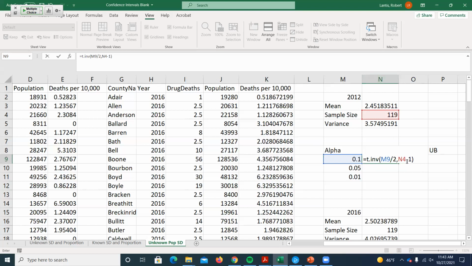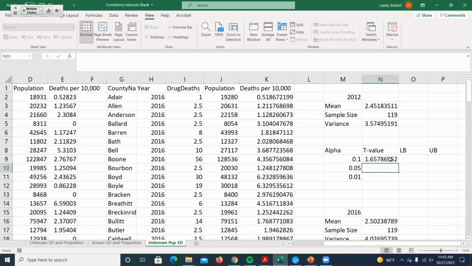Now, one thing we talked about on Monday as well is if I just hit enter here, I'm always going to get that negative value. The t.inv function works just like the norm.s.inv function in Excel, in that whatever probability you tell it, it's treating it as though that's the left side of the distribution. Well, we just want the positive value. So one of the things we could do here is take the absolute value. And now we get the same t-value, but positive.